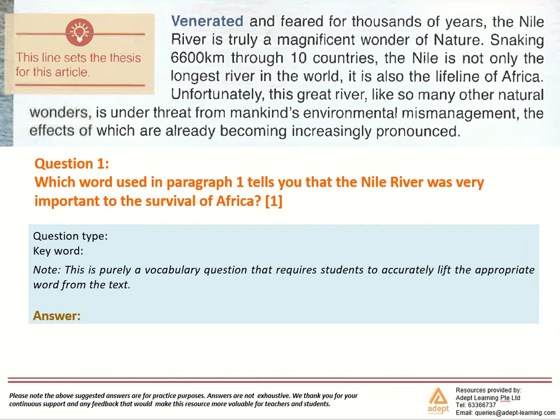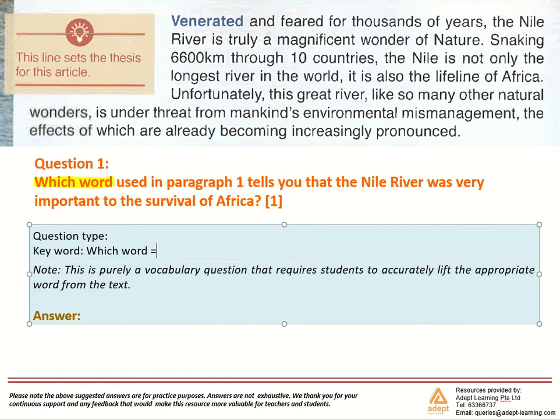Which word used in paragraph 1 tells you that the Nile River was very important to the survival of Africa? So the keyword here is which word. Okay, so I can write that. Which word? So which word tells you that? How many words are you supposed to write? One word. Okay, so the question type will be a quotation question. So this question just needs you to list the answer.